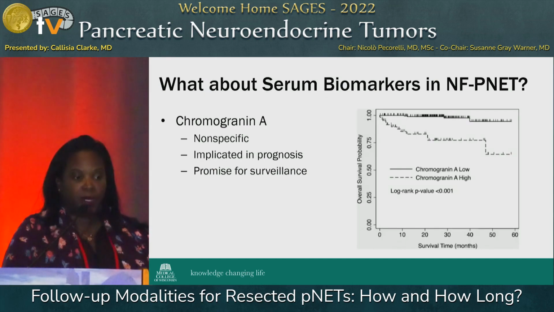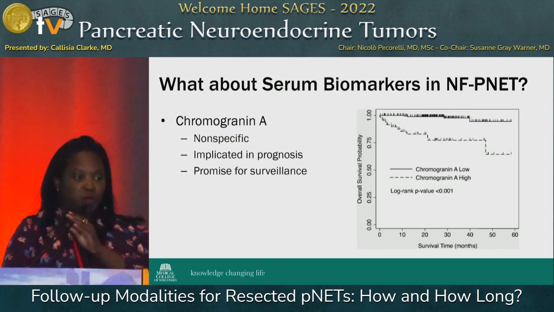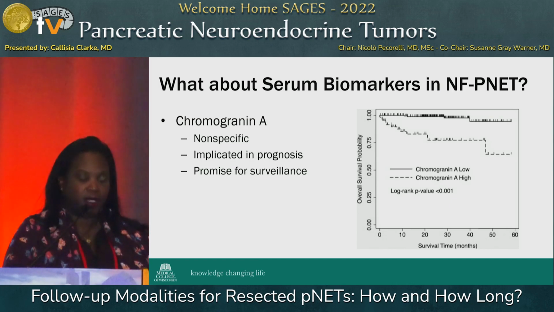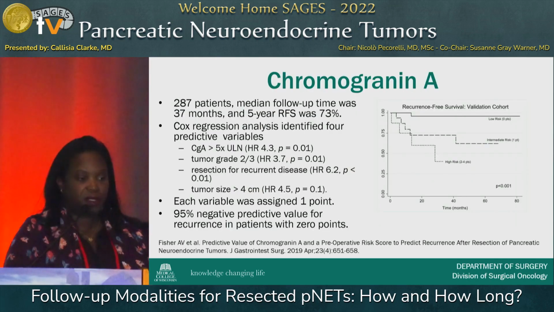So what about serum biomarkers? Well, I think everybody knows chromogranin A got a lot of attention years ago as it was implicated in prognosis for neuroendocrine tumors, and there was promise for the applicability of this serum biomarker in surveillance. This is a study that looked at patients who underwent curative resection. The recurrence-free survival rate was 73% in this group, and they looked at prognostic factors that were associated with recurrence.